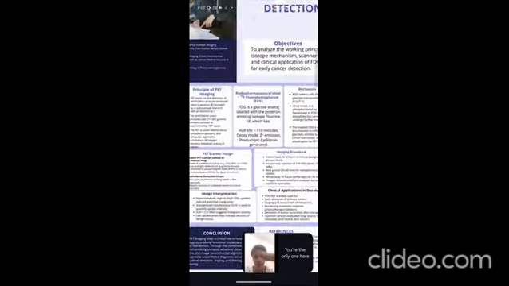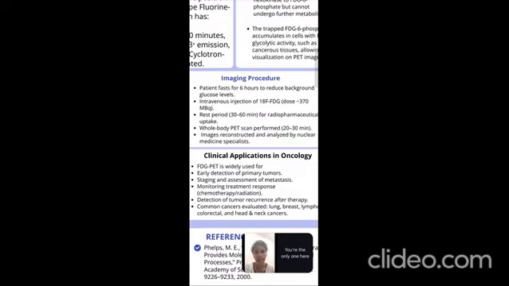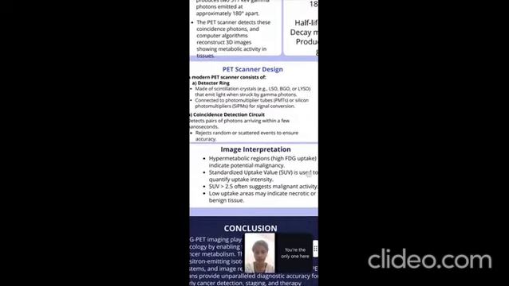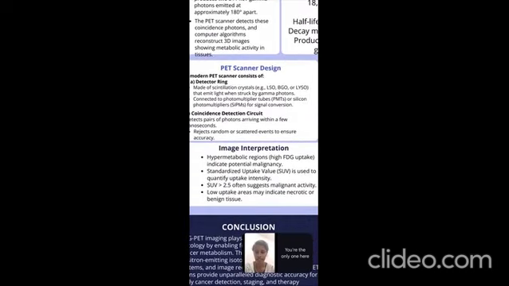The patient fasts for 6 hours to reduce background glucose levels, and then receives an intravenous injection of 18F-FDG followed by a rest period for radiopharmaceutical uptake. The whole body PET scan is performed in 20 to 30 minutes. The image is reconstructed and analyzed by the nuclear medicine specialist.